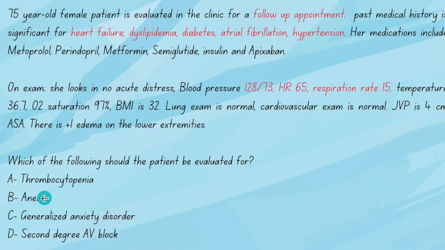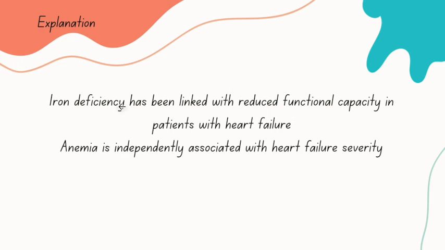Okay, generalized anxiety disorder. Patients with heart failure might have anxiety, they might have depression, but the guidelines don't mention that we should evaluate them for this. Second degree AV block: the patient is on metformin, but again, the guidelines don't state that the patient should be evaluated for second degree AV block or third degree AV block if they are on beta blockers. So this is a pure knowledge question, okay? The idea here is patients who have heart failure, so it's a fact you have to know.